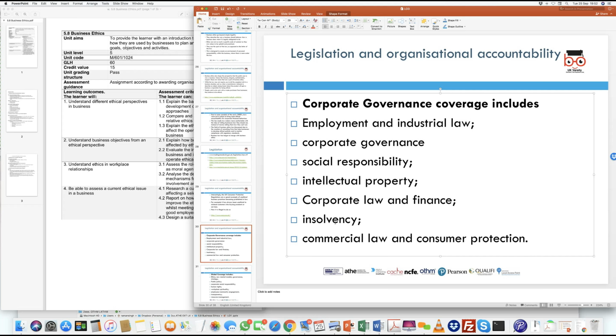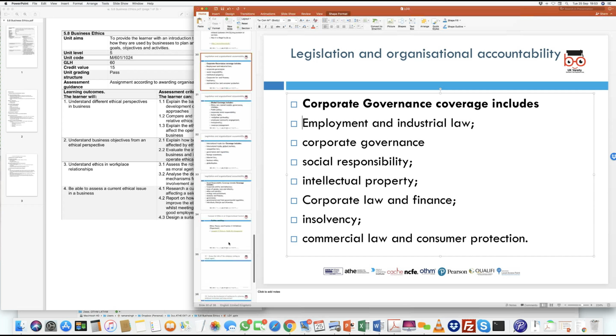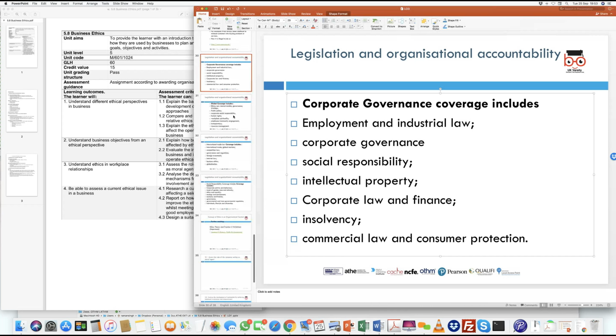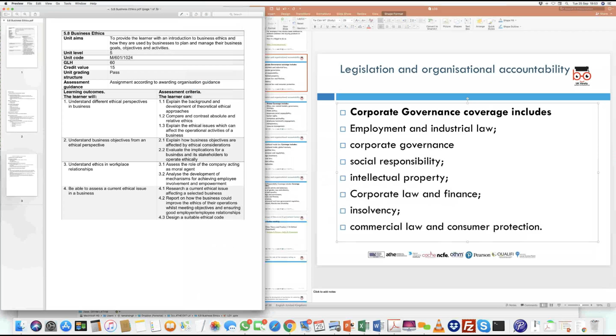So if I look at employment and industrial law or corporate governance, then corporate governance would have some bearing on the ethics of the organization. Social responsibility would have some, and things which are to do with finances in general, consumer protection will also be there. So going into looking at that, what we need to be able to do is understand the importance of how you will evaluate the implication of ethics from a stakeholder point of view and from an accountability point of view.